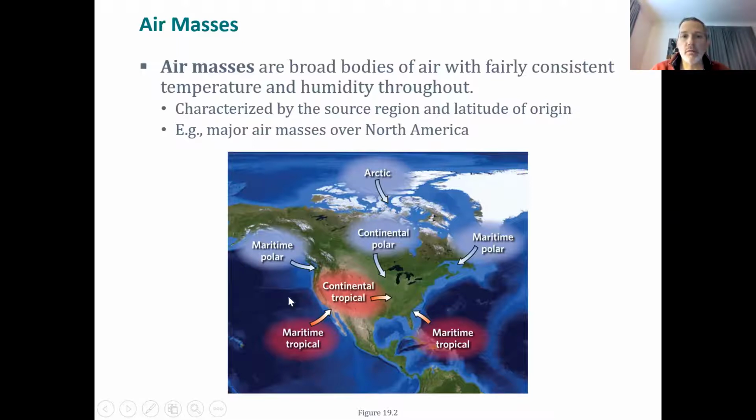We have maritime tropical, MT air mass, a wet, warm environment. Continental tropical, these are hot and dry, and then continental polar. And this maritime tropical not only is in the Atlantic Ocean, but it also is in the Gulf of Mexico.